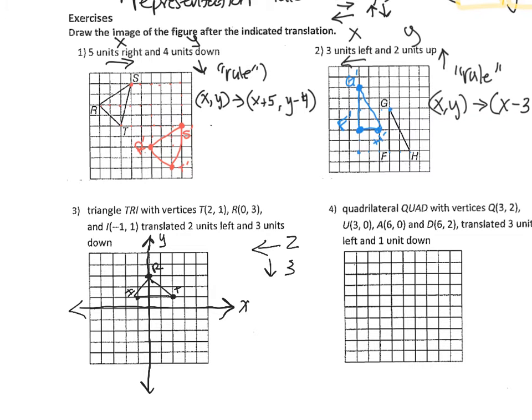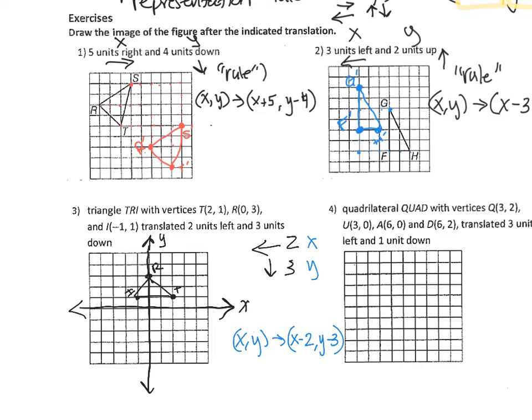Okay, so my rule, start with x and y. And I transform it. So my x, I went to the left. So that means those are my negative numbers. So that's going to be minus 2. Y went down. Those are my negative numbers. So y minus 3. There's your rule.